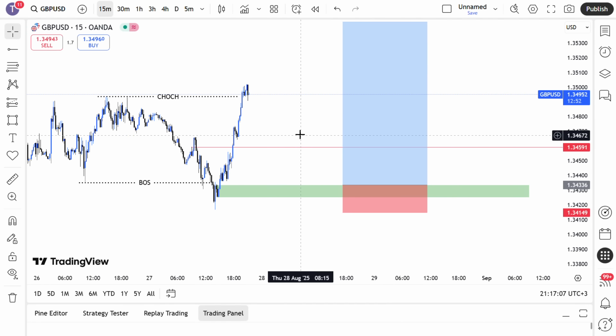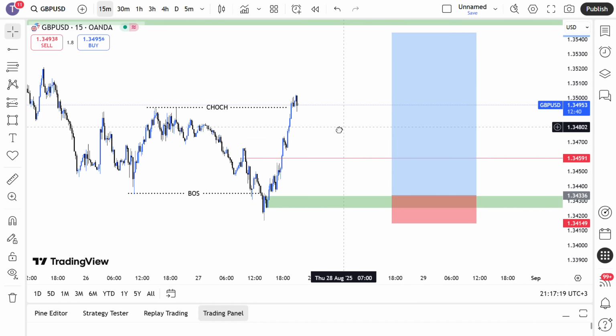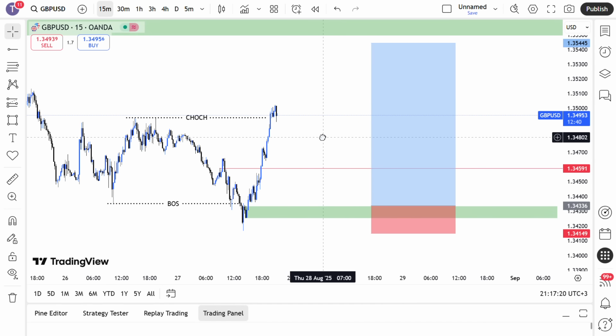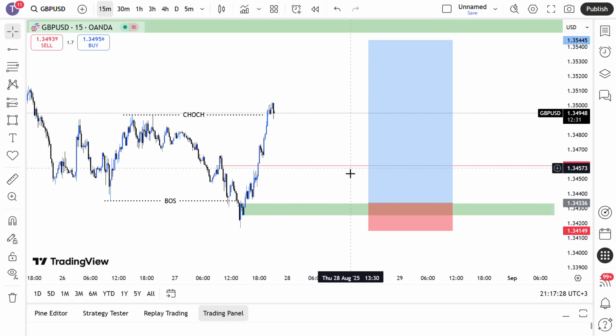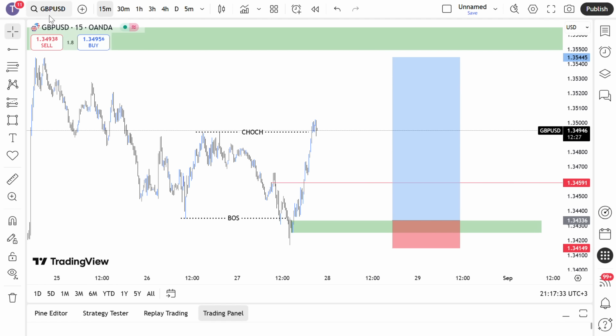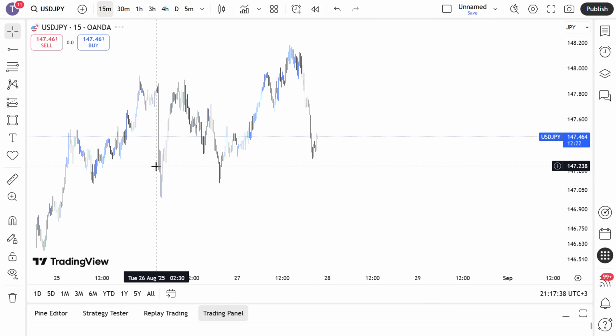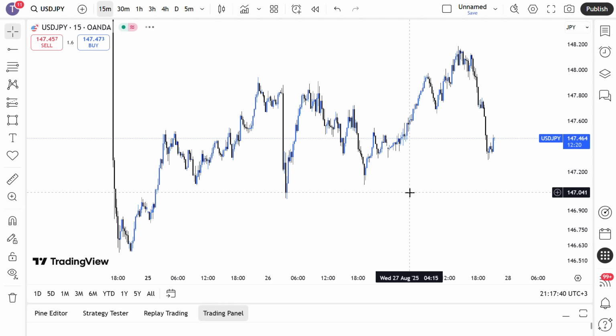But currently, let's just be patient and wait to see if we get a pullback into the 15% level before looking for buys to the upside. So I think that is very clear on GBP USD. We will be looking for a good pullback and then a good confirmation, so that we can catch the trade to the upside. So that is on GBP USD. On USD JPY, I think I have an update also.